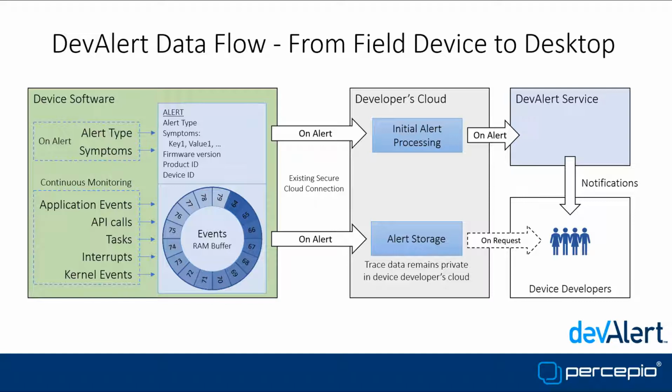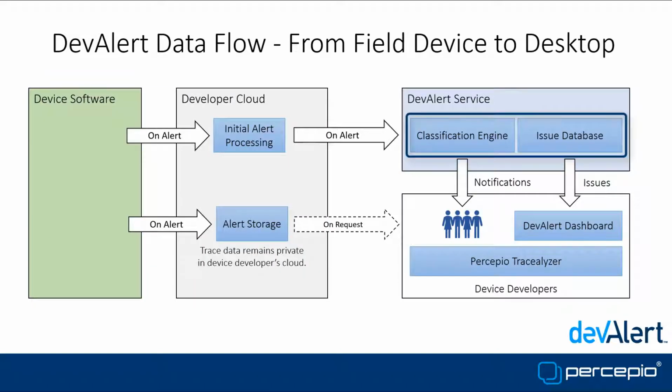Once the alert data reaches the developer account, the upper part, that is the alert signature, is then forwarded to the DevAlert cloud service. This is a fully managed cloud service provided by Percepio, but the trace data is not forwarded to the DevAlert cloud service. It remains on the device developer side at all times.